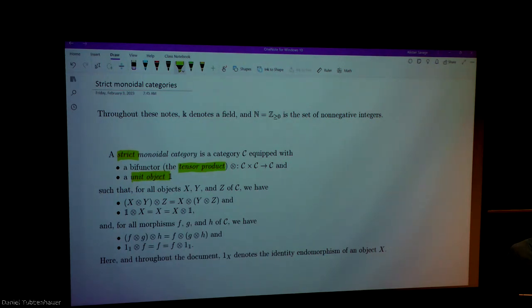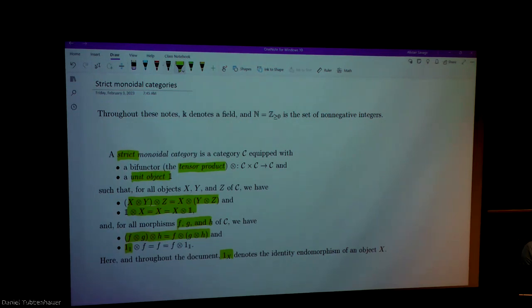And what are the axioms that this is meant to satisfy? So it should be associative on objects. And this unit object, as the name suggests, should be the unit for this tensor product. Then we have similar axioms for morphisms. There are two ways to put in the parentheses, and they should be equal, so this is associative on morphisms as well. And there's also a unit for the tensor product of morphisms, the identity morphism of the unit object. Okay, so 1 of some object will always be the identity endomorphism of that object, which you have by definition.